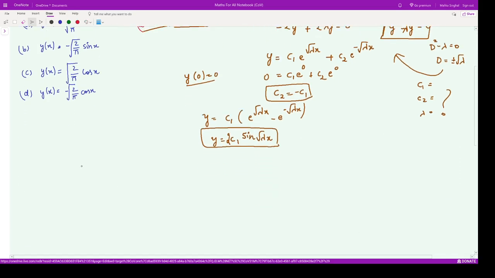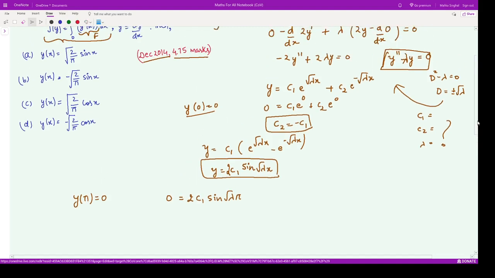So let us apply another condition. The other condition is y of pi is equal to 0. So you have 0 is equal to 2 c1 sine of square root of lambda into pi. So clearly you can see that our extremal, the solution y, is of the form sine of something times x, so these cannot be the options. So you are left with option A and B. Let us see which among these, or both, are the solution.